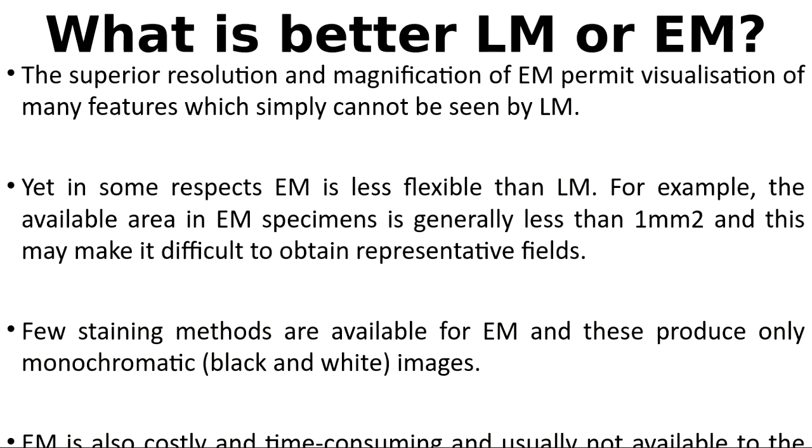Monochromatic images means black and white, whereas light microscope produces colorful images, but electron microscope mostly gives black and white images, and the specimen used is only 1 square millimeter. But in light microscope you can use up to 1 square centimeter. And electron microscope is also costly and time consuming. This is very important: costly and time consuming. Why? Because I don't think Jazan has an electron microscope, in the entire Jazan area, right? And even if it is there, it will be very costly. And what we show and focus on in these slides for you is all light microscope. So you should know more about light microscope.